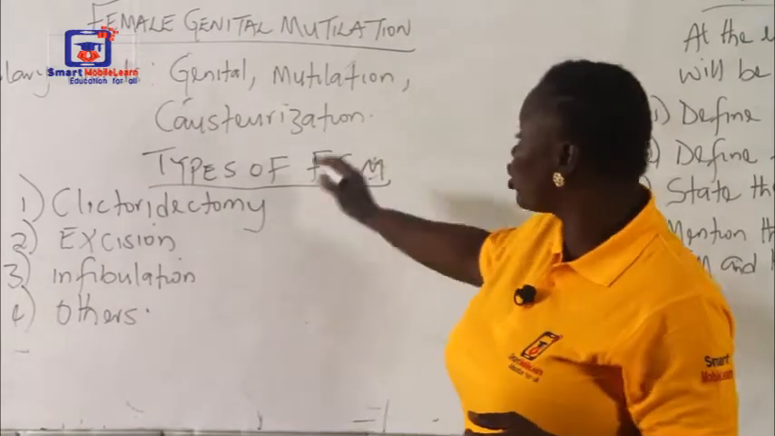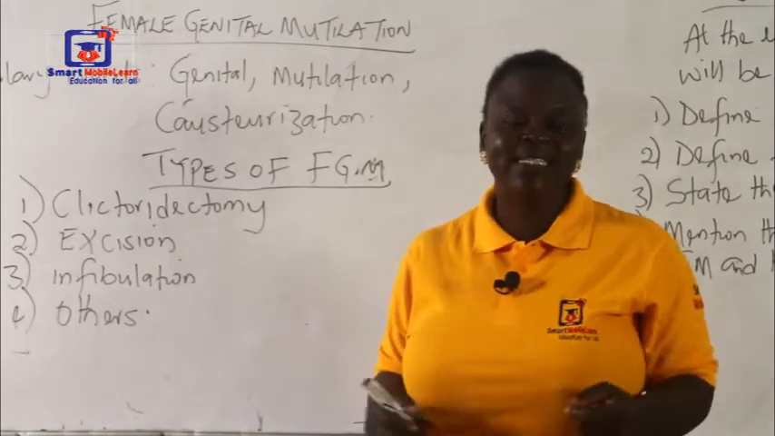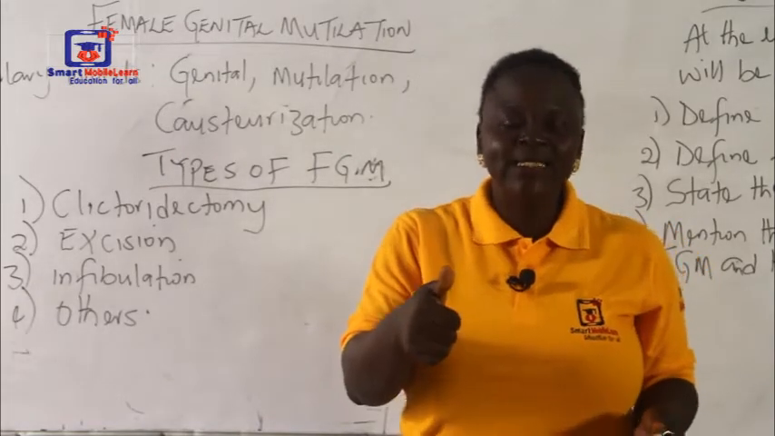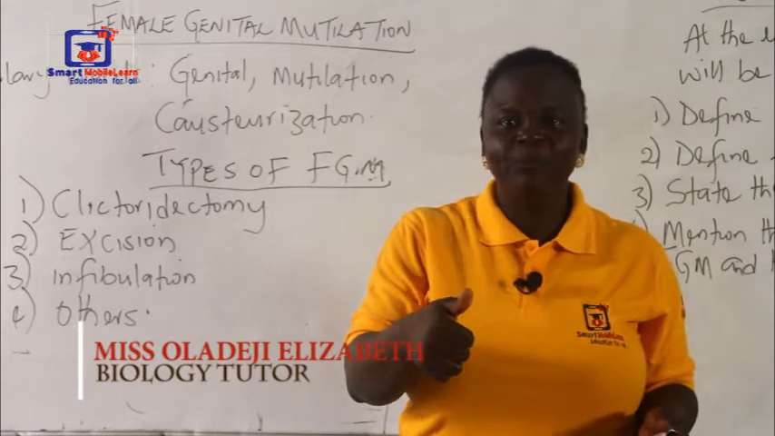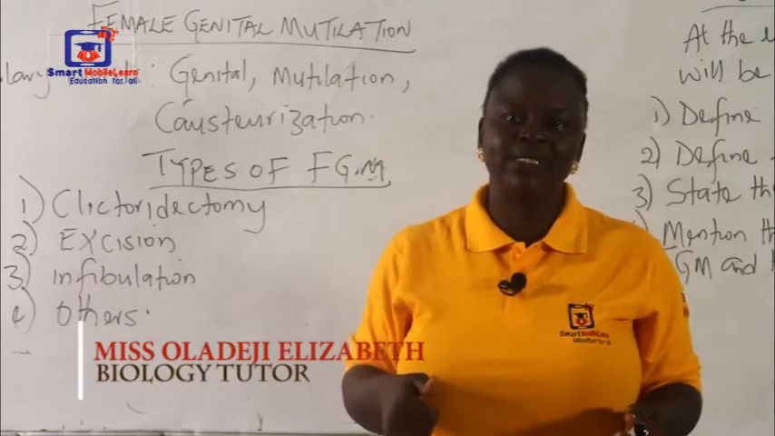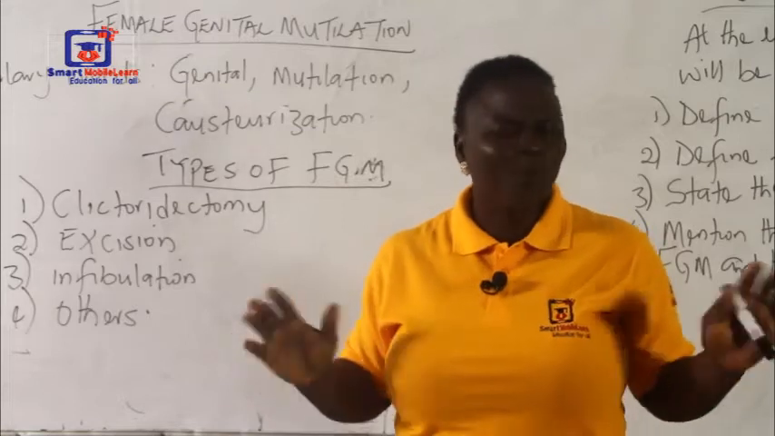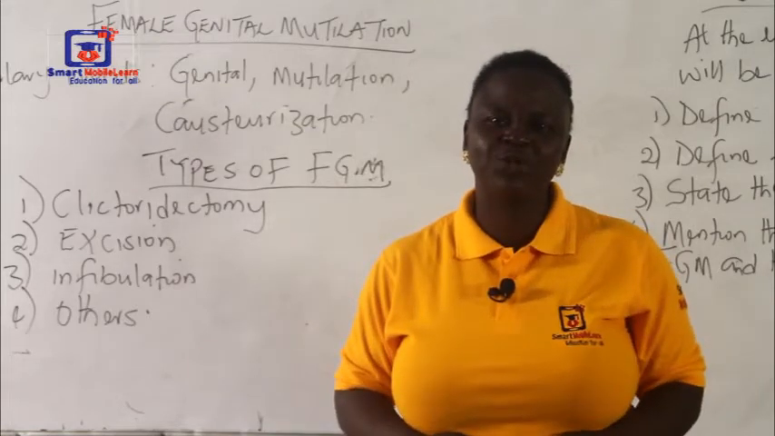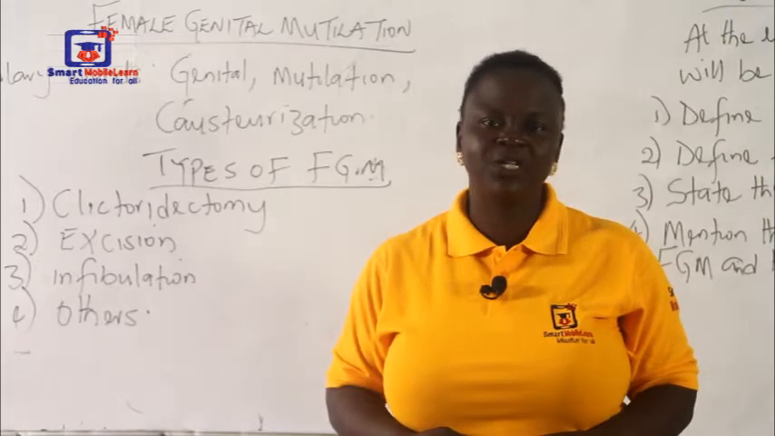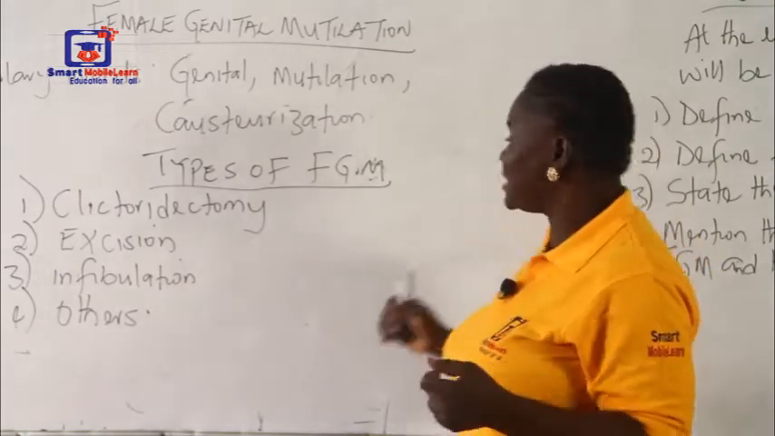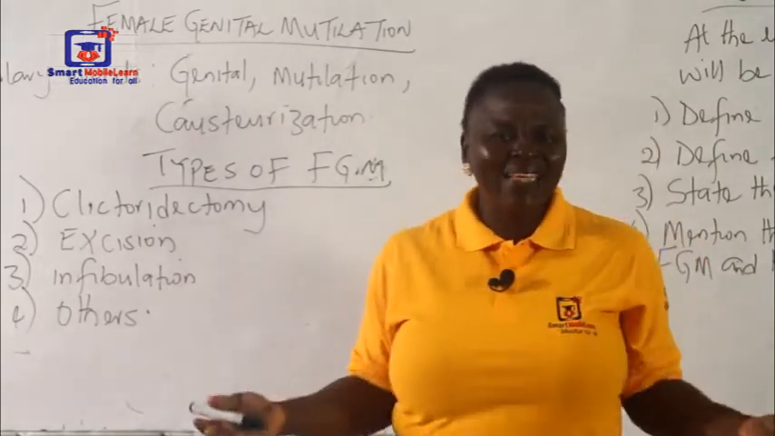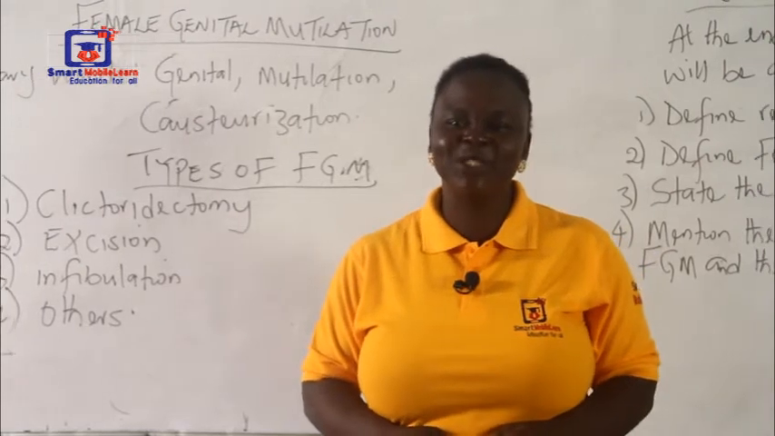And the last one is what we call cauterization. This is the act of burning the clitoris with fire and the surrounding area is cut off. Wow, you are as horrified as myself, but that is what we call female genital mutilation, the abuse of the right of a girl child. Let's quickly move on to the reasons behind the practice of female genital mutilation.